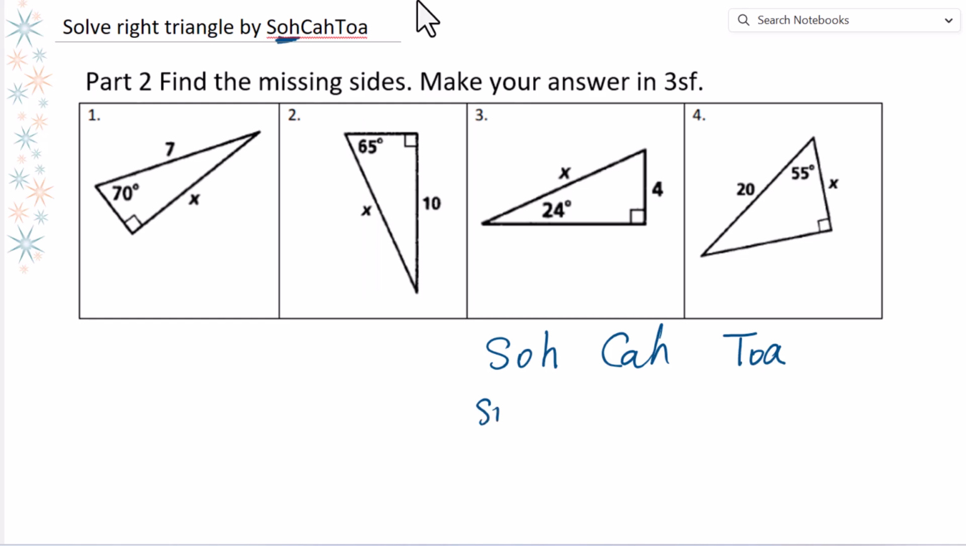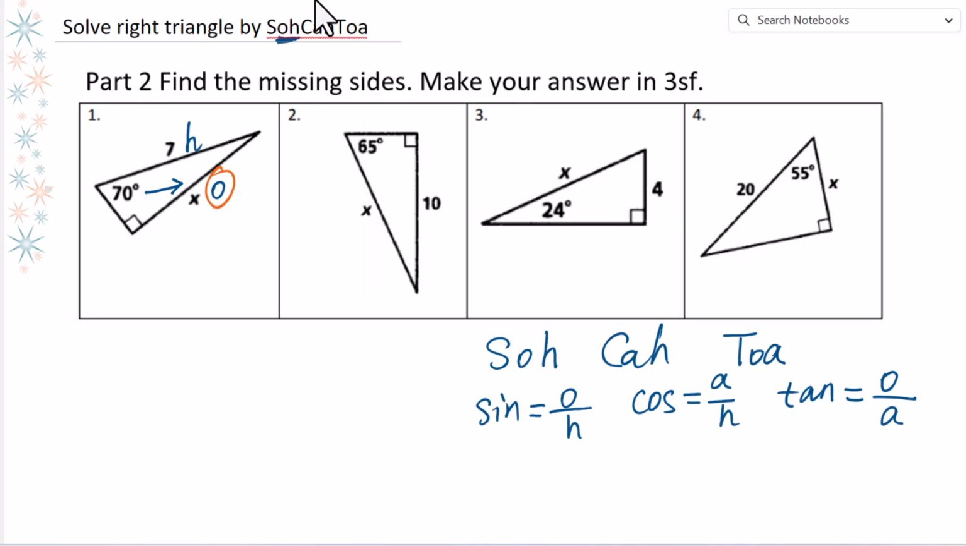SOH means sine equals opposite over hypotenuse. CAH means cosine equals adjacent over hypotenuse. TOA means tangent equals opposite over adjacent. For question 1, first of all, we need to label the sides with variables and values. Opposite, hypotenuse.